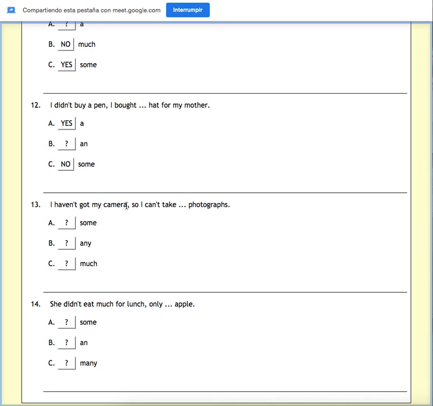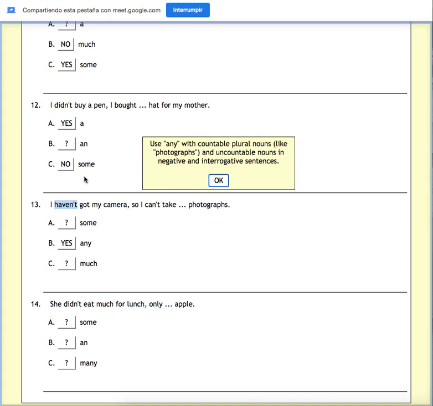I haven't got my camera, so I can take space photographs. How can you complete it, Jeru? Some, any, much. ¿Ya probé? Yes. So I can take some. Look at this. Any. Be careful when you have negatives, guys. Cuando está negativo en alguna parte, no puedes utilizar some.